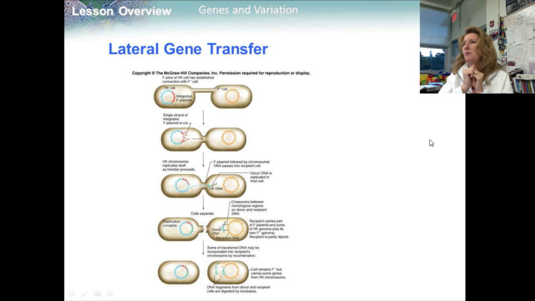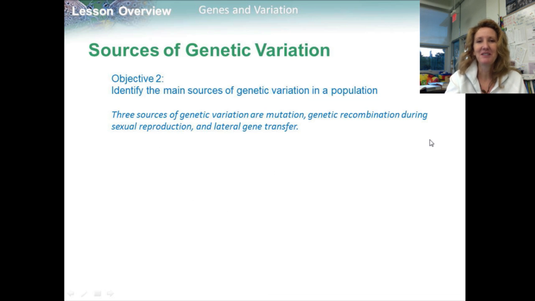Remember we were talking way long ago about bacterial transformation? They can do it. Remember that scientist who did that? What was his name? Oh gosh, it was Avery and Griffith. Yeah, okay. All right, so objective 2.